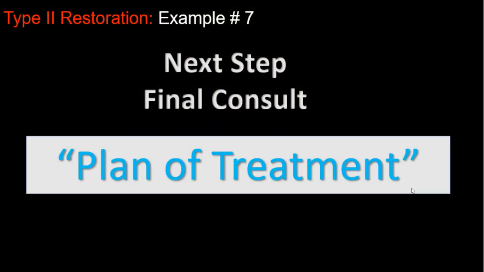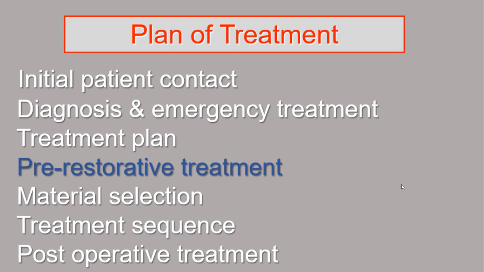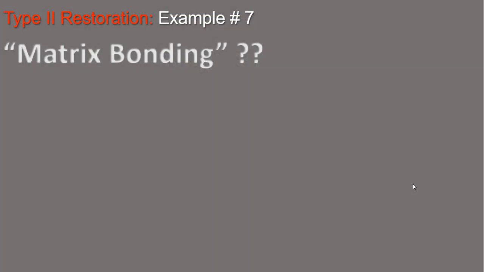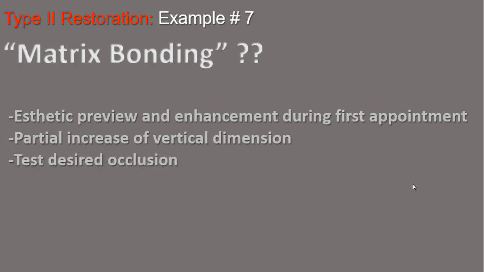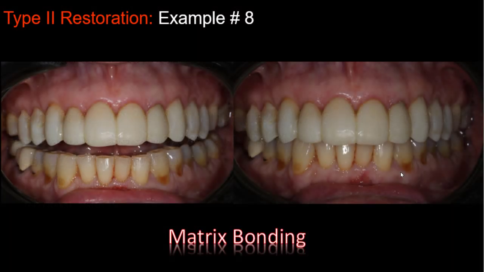Final consultation, now we do our plan of treatment. We talked about that. We're going to write down all our appointments. Okay, first thing we're going to do is finalize our vertical dimension. We're getting it close. We're going to do our matrix bonding, very much like our previous case, so we're not going to go through this, but for the same basic reasons. But I tell you, by doing matrix bonding, we can really get the patient started in their aesthetic evaluation.